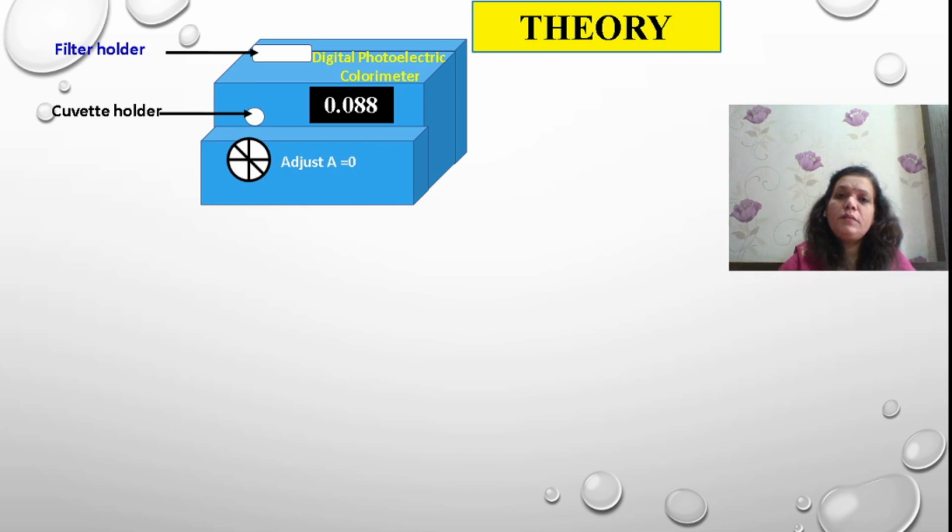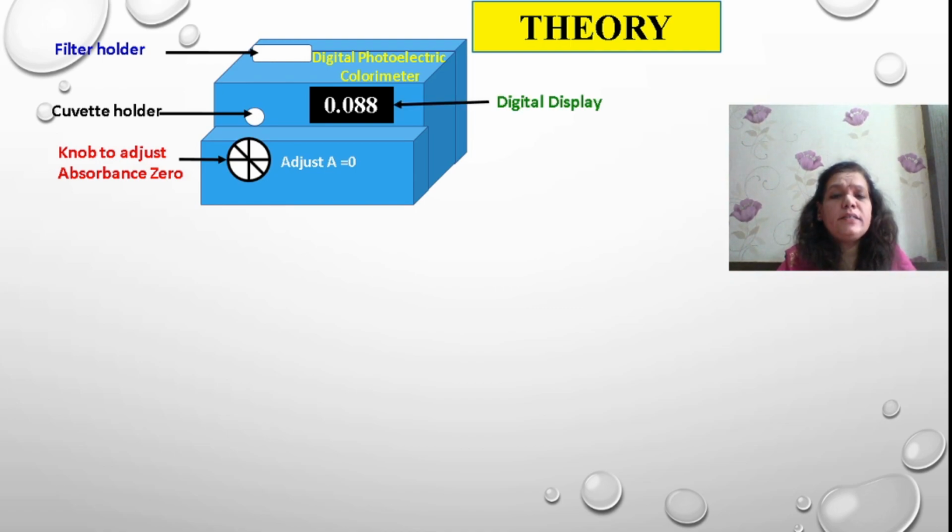We have learned that in colorimeter we are using an absorption filter, where color pigment dye is embedded between two glass sheets. That is the simple construction of the absorption filter which we are using here. The filter holder is there. Cuvette holder: we are going to use simply a glass test tube as a cuvette holder. Here the knob is given to you where you can adjust the absorbance to 0. The digital display will tell me the absorption value for the solution which you have placed in the cuvette holder.